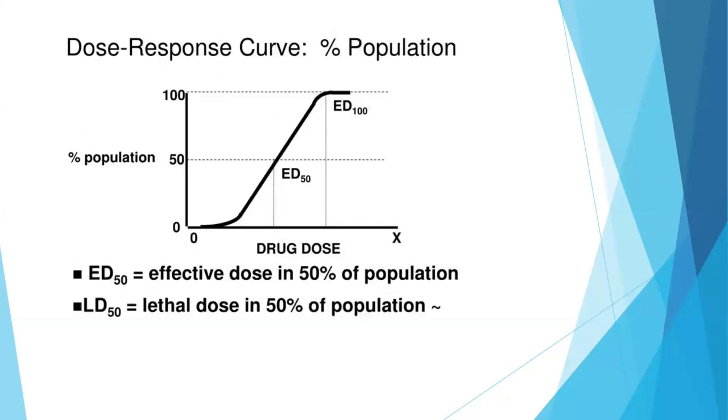So we can see here the dose-response curve in percentage of population. The ED50, or effective dose in 50% of the population, is the dose at which the drug is effective for at least 50% of the population administered during the clinical trial. That is called the effective dose. And the lethal dose is when the dose is lethal in 50% of the population. We can see in this figure that as we go on increasing the dose, at this point the drug is effective in at least 50% of the population, and at this higher dose, it is effective in 100% of the population.